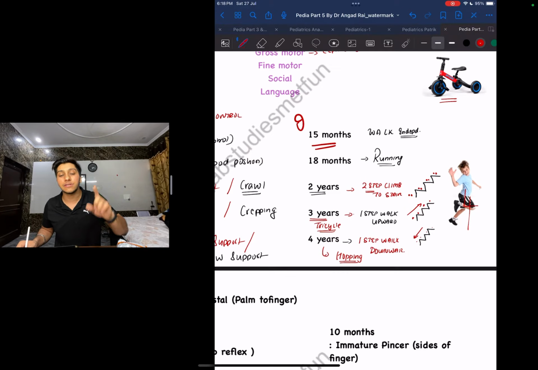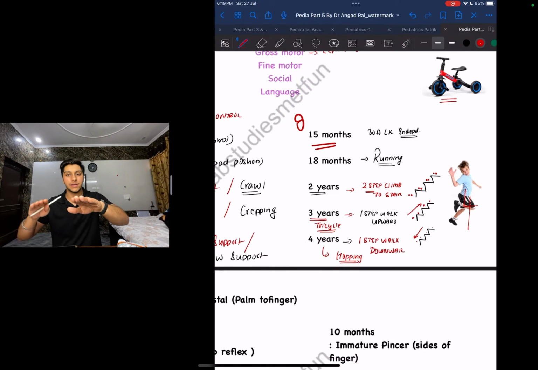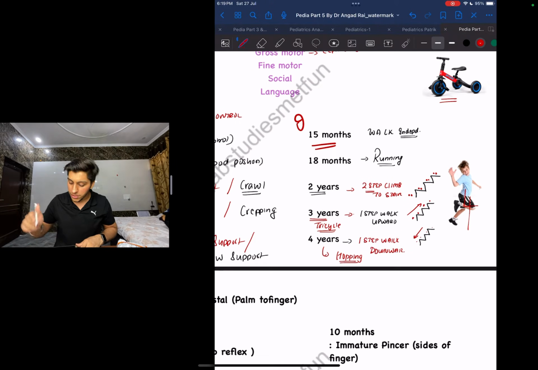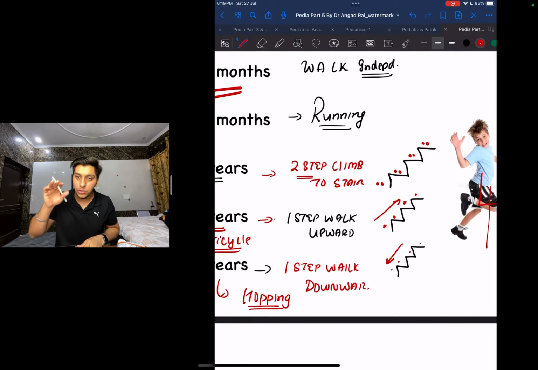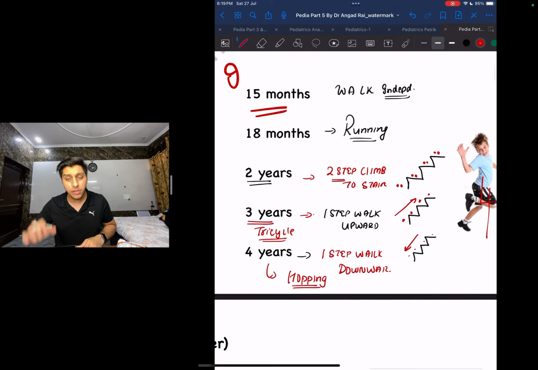By the 18th month, the baby is able to run, and by 2 years, the baby is able to climb the stairs. Now, as an adult, how do you walk? You walk one foot at one step, then the other. But at two years of age, they will do double step climbing of the stairs, meaning both feet are on the same step. It's like jumping basically, right? So 2 foot, 2 foot, 2 foot. That is done by 2 years of age.